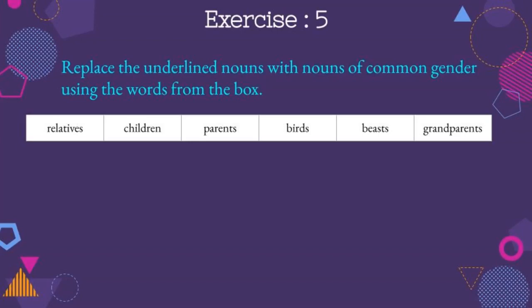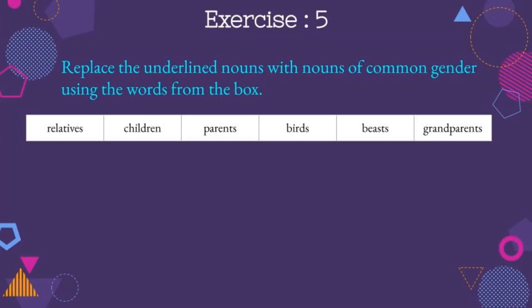And what about beast? The meaning of beast is wild animals. Why can we call the wild animals beast? It means lions, tigers. Male animals and female animals will come under this category. For example, lion and lioness, tiger and tigress, like that. And the last word is grandparents. What do you mean by grandparents? Grandmother and grandfather. These two people will come under the category grandparents. Now we have seen the 6 words.